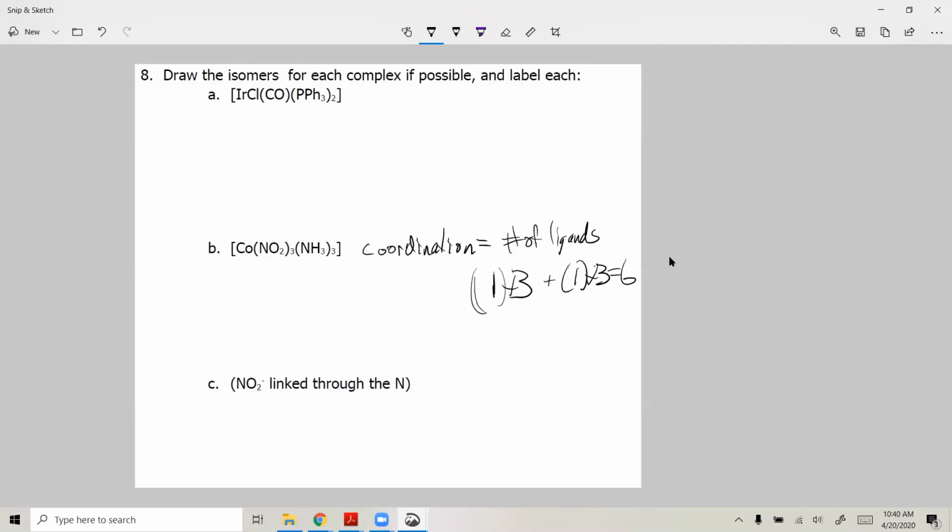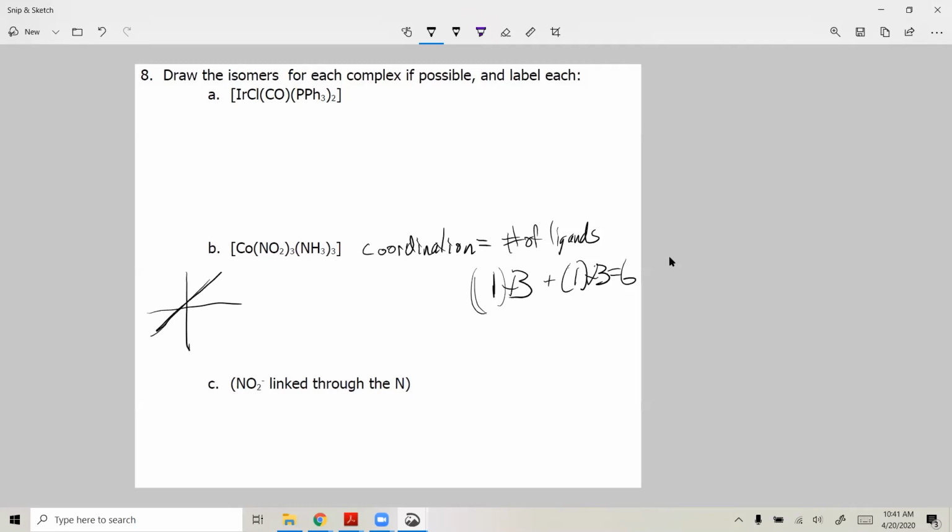This coordination number is how we figure out the basic geometry of our complex. So if you have a coordination number of 6, what's the base geometry that you need to start from? Octahedral. Right.